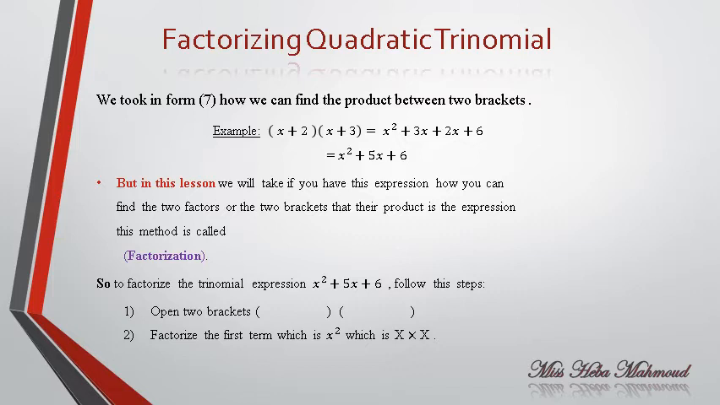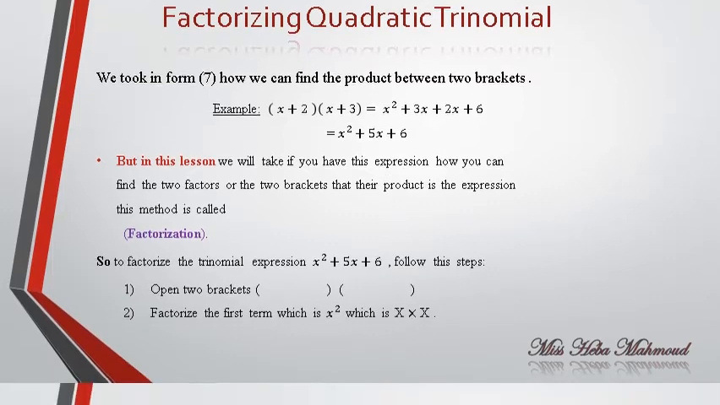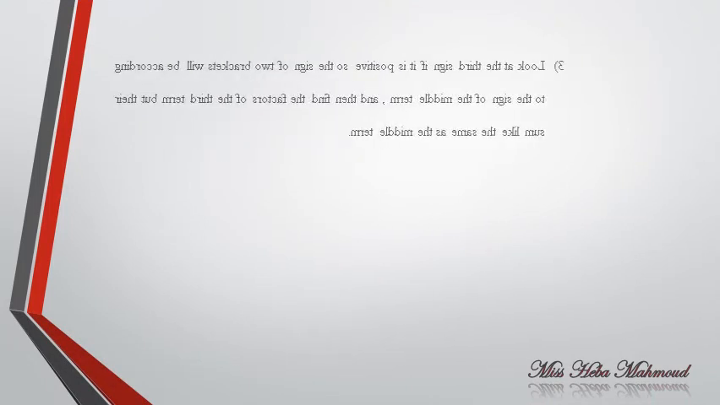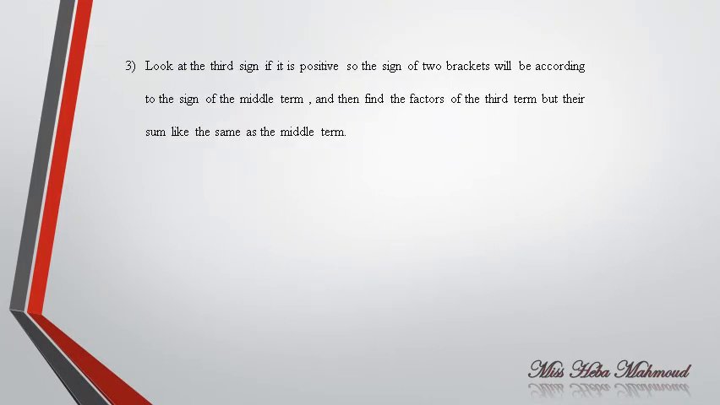The second step is that you will factorize x power 2. How can we factorize x power 2? You have to find two variables whose product gives you x power 2, so it will be x times x. The third step, look at the third sign. If the third sign is positive, the sign of the two brackets will be according to the sign of the middle term, or the second term. The middle term here, 5x, is positive, so the sign of the two brackets will be positive.